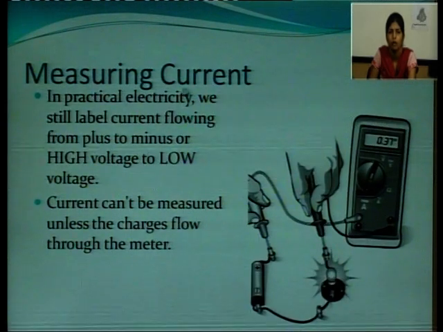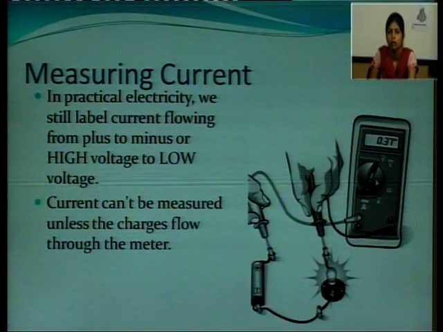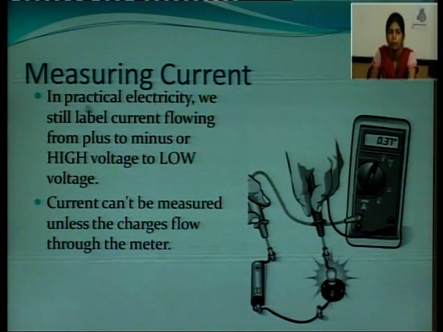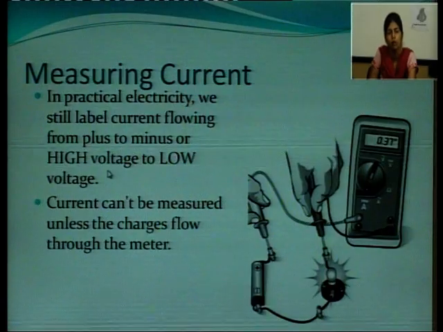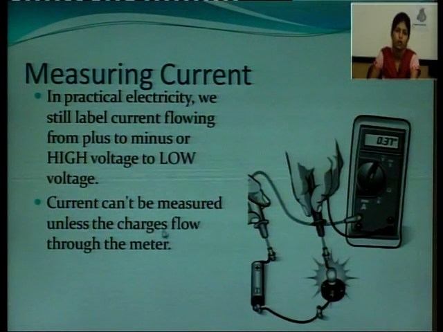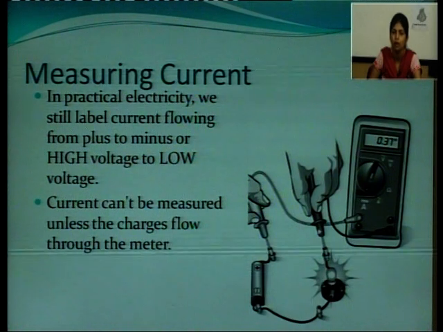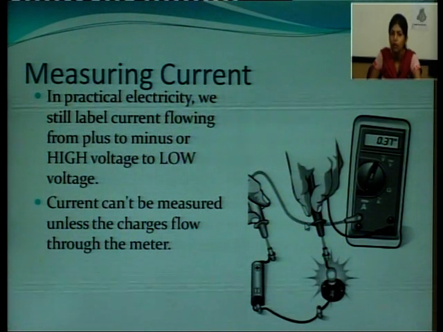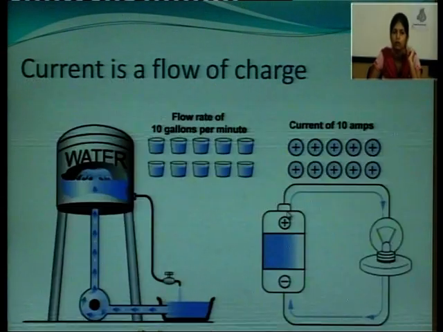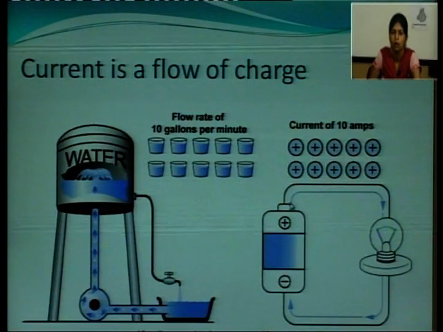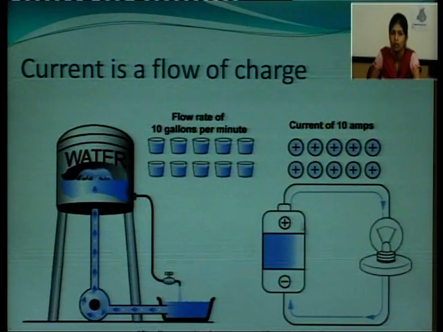Now how can we measure the current? The same way, by using the multimeter, but simply changing the knob to the ampere terminal. Now in practical electricity, we still label current as flowing from plus to minus, or high voltage to low voltage. So current cannot be measured unless the charges flow through the meter. We can say that if we are using a conductor here, then the current will flow only if the charge moves. See, current is basically a flow of charge. So this is a battery, and the current will flow from the positive terminal to the negative terminal.